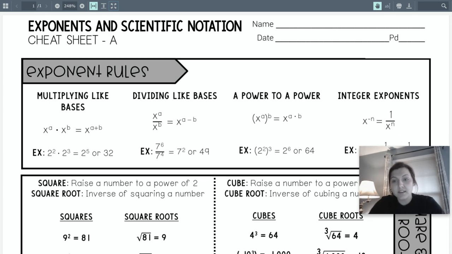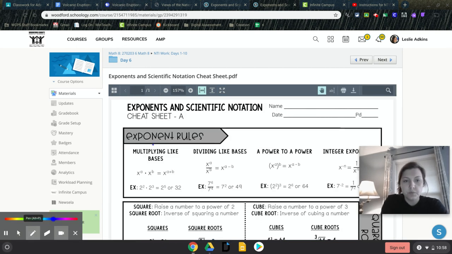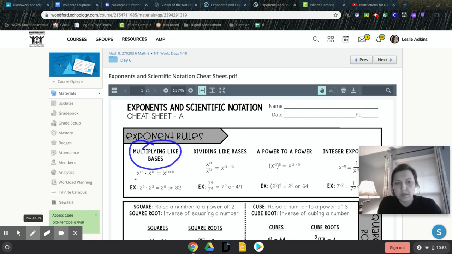So the first thing that we're going to go over here is our exponent rules. So with our exponent rules, remember when we multiply, we add. So when we multiply the bases, we add the exponents. So when we multiply the base, which is that x, and we add the exponents. Okay? When we divide, we subtract. And remember, that little line was our reminder that we needed to subtract.